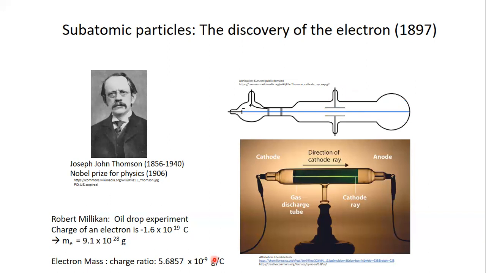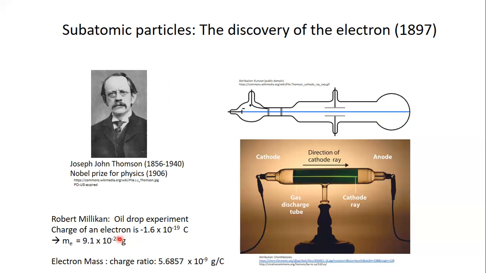So Thomson only determined the mass to charge ratio. Only after him, Robert Millikan actually determined through an oil drop experiment, which I'm not going to explain here in more detail, you've probably heard this also in general chemistry classes, what the actual charge of an electron is and what the actual mass of an electron is. And you see here the two values, and of course these values are extremely small, so the charge is minus 1.6 times 10 to the minus 19 coulombs, and the mass is 9.1 times 10 to the minus 28 grams.